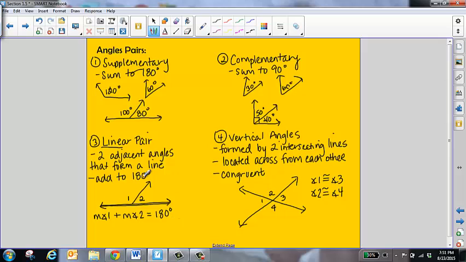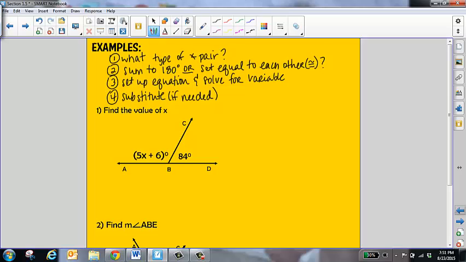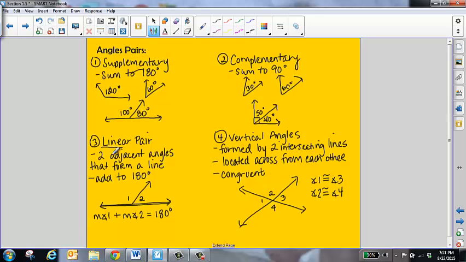It looks like a linear pair. So that's what we've got going on here. We've got a linear pair. So what type of angle pair? Linear. So then what does that mean? Go to question 2. Does that mean we're going to sum our angles to 180 degrees, or are we going to set them equal to each other? If we go back to a linear pair, it says a linear pair adds to 180.